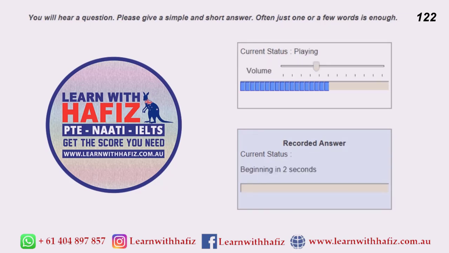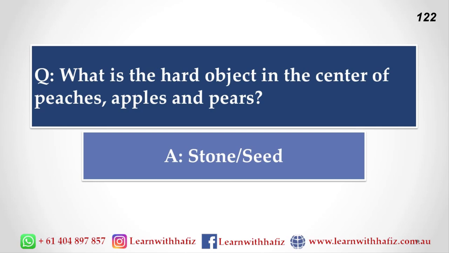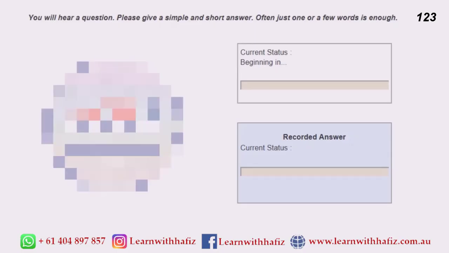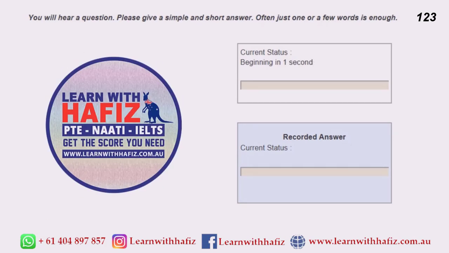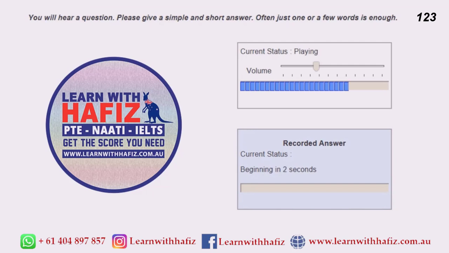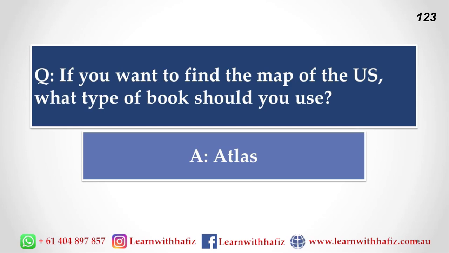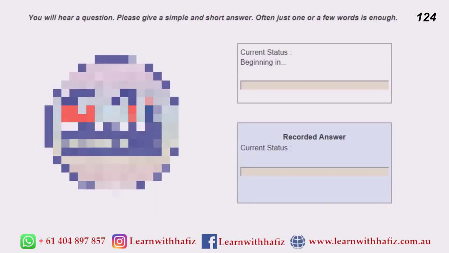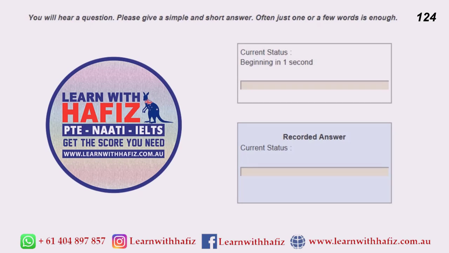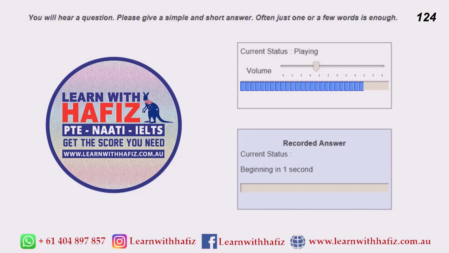What is the hard object in the center of peaches, apples, and pears? Correct answer is. If you want to find the map of the US, what type of book should you use? Correct answer is. What is the electronic device that wake you up in the morning?